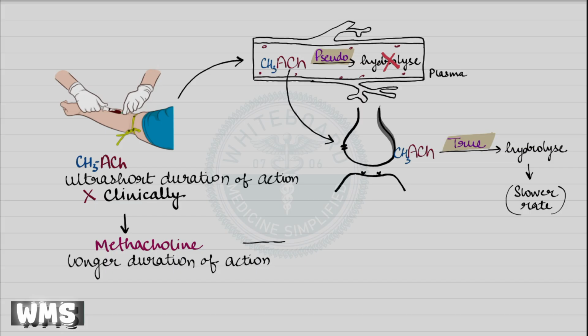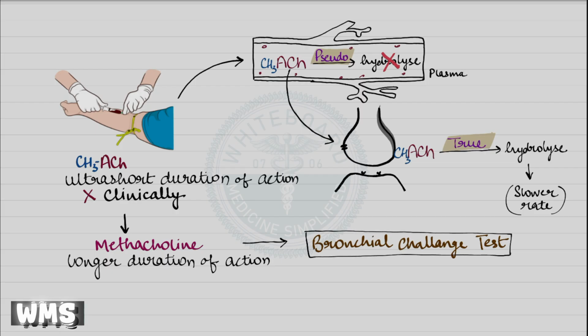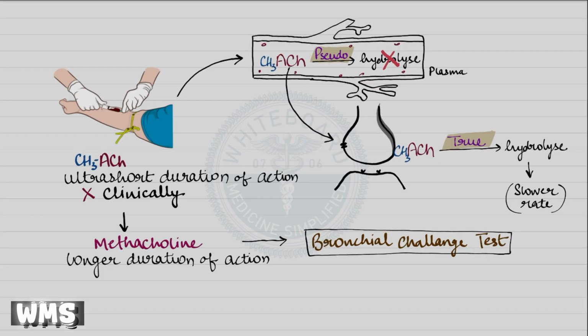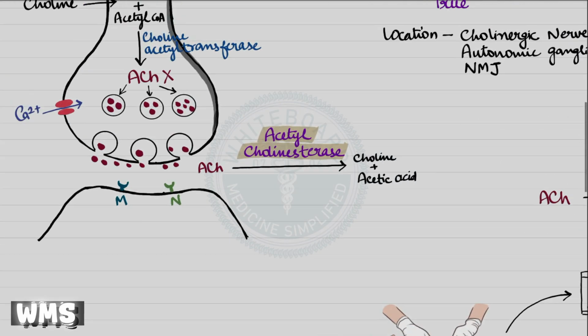Most importantly, it is used in the bronchial challenge test to diagnose asthma, where it induces bronchospasm or bronchoconstriction in hyperresponsive airways, which we will discuss in upcoming lectures. Now, as we move forward, I would like to clarify a very important concept that we frequently use in the ANS, and that is the difference between direct acting and indirect acting drugs.